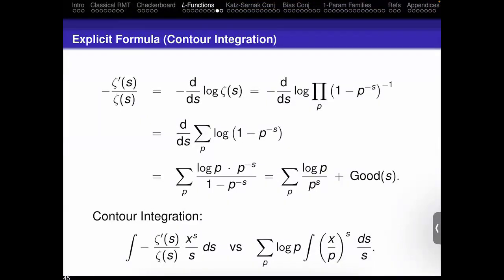And so it turns out that this is an indicator function. It's going to be 1 if p is less than x. It's going to be 0 if p is greater than x. So we'll only count the primes up to x. It'll count them with a log p weight, but we can always remove log p weights without too much trouble.